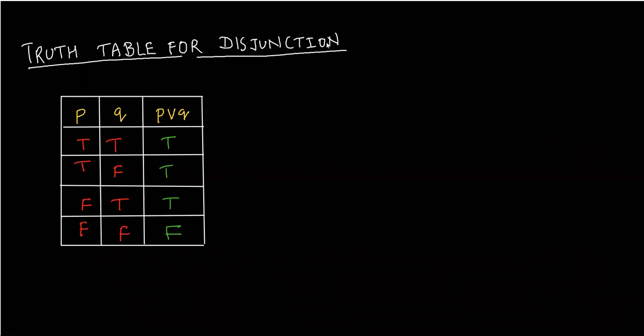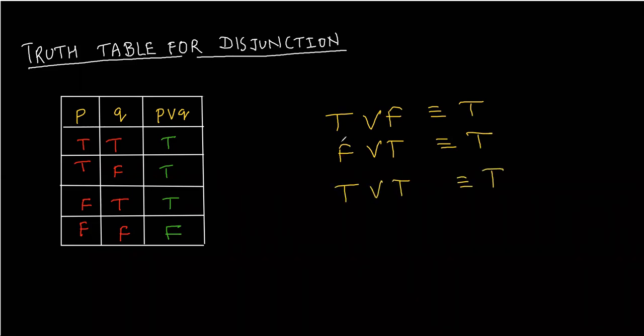So see here, I give an example. Suppose I have true or false. It is true. If I have false or true, then also it is true. If I have true or true, then also it is true. Even if one is true, or both are true, still true. But false or false, both are false, then it is false. So remember, even if a single statement is true, it will be true. This you have to remember.